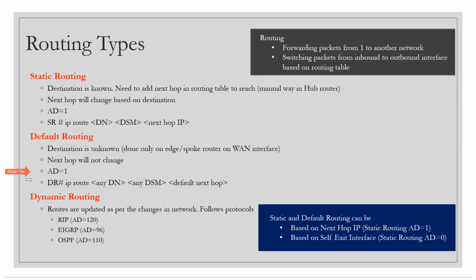And the command for default routing is IP route, any destination network, any destination subnet mask, and your default next hop. Here this any will stand for 0.0.0.0. Any destination subnet mask will be 0.0.0.0 again. And of course, your default next hop to reach out to the unknown.